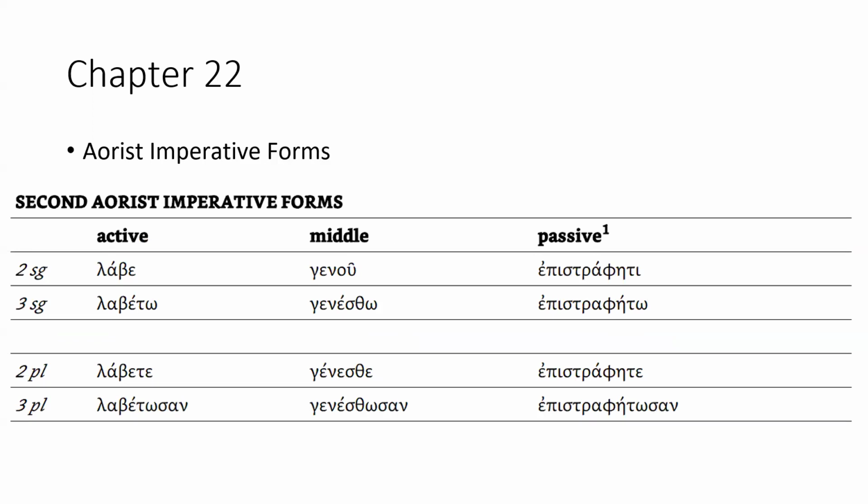So here are the second aorist imperative forms. You've got, for the second singular, labe, for the active, middle, genu, passive, epistrapheti. So again, you can look through these on your own. You can pause the video and look through them. You need to become familiar with them for this chapter.